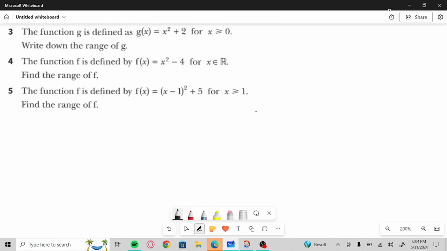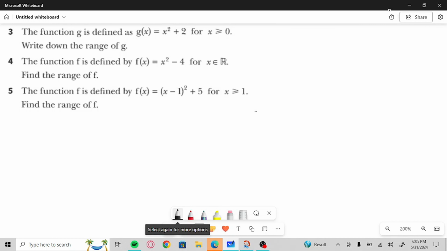Now we will proceed on to question number 3. Now if we go on to question number 3, we are told that the function g(x) is equal to x squared plus 2, and x is greater than or equal to 0. That means that we do not have any negative value in this case.